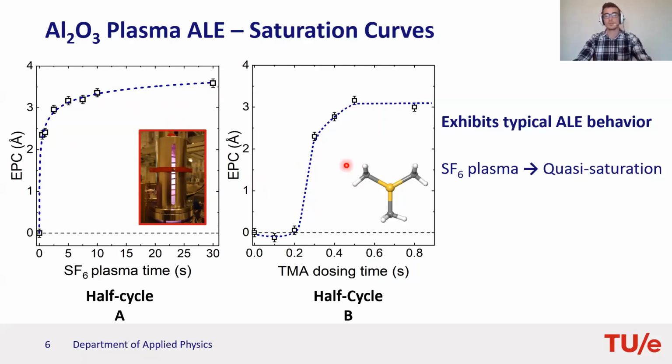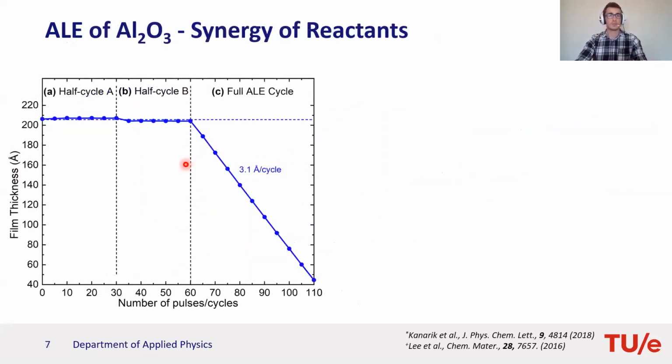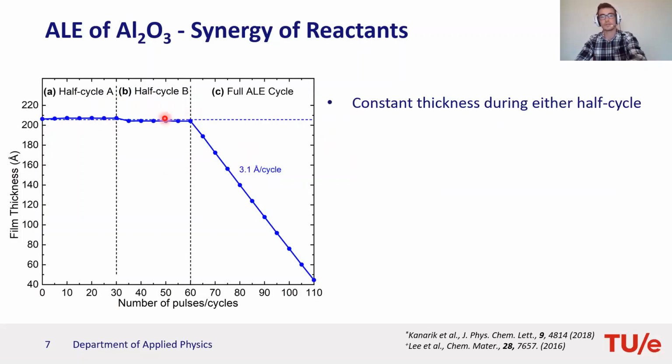So the SF6 plasma exhibits quasi-saturation behavior. However, for the TMA dose, we see much better saturation behavior. So from these diagrams, we can conclude that we can use these reactants for ALE processing. To further show the synergy of our reactants, we performed an experiment similar to the famous Coburn and Winters experiment, where when only exposing the substrate to half cycle A, we have a constant thickness, and when only exposing the substrate to half cycle B, we have a constant thickness. However, when we expose the substrate to alternating AB half cycles, we see that there is a linear dependence between number of cycles and etch depth, implying this is an ALE process.